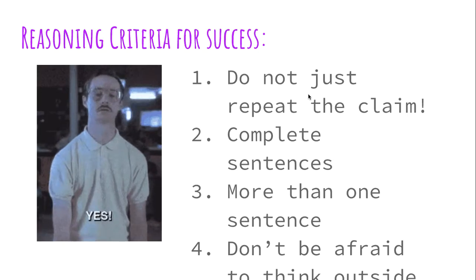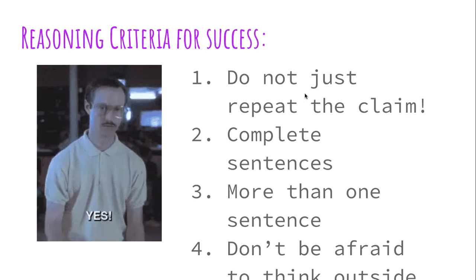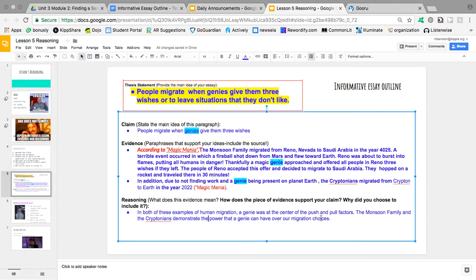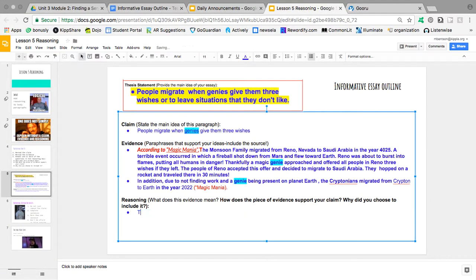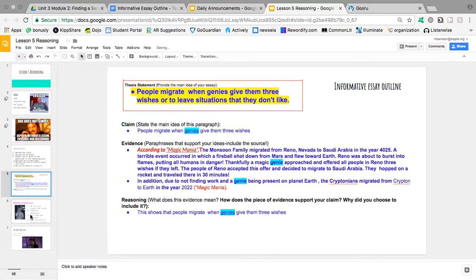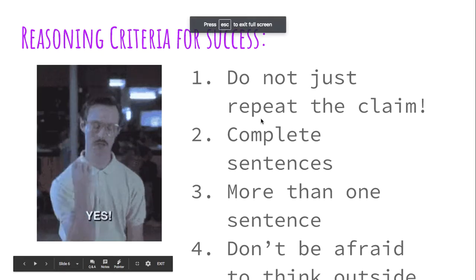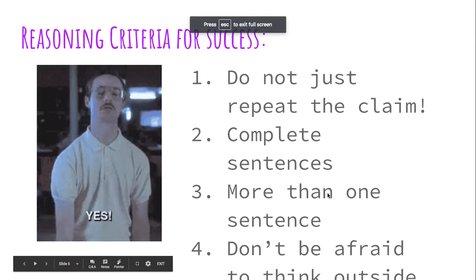Number 1, a lot of people just repeat the claim. So what someone might do if they're not used to it is they might just say, this shows that people migrate, and then they would just copy this claim, and that is not at all what you want to do. No, no, no, no, no. Instead, you want to add your own thoughts, and you want to write in complete sentences, more than one sentence.